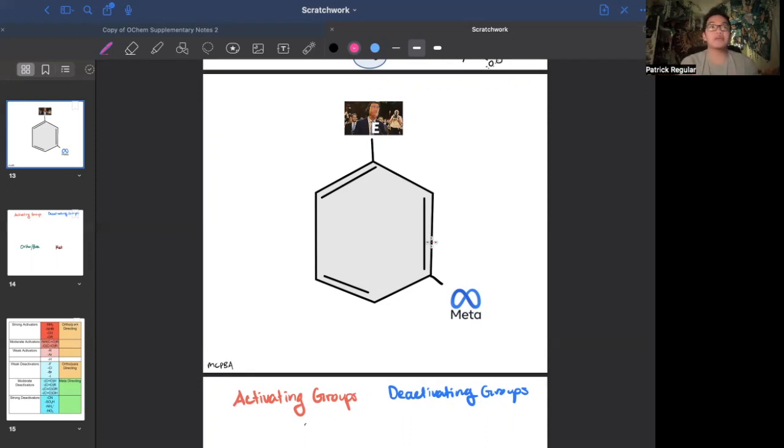And now let's say we nitrated again. If we nitrated again, where would it go? Would it go in the ortho, meta, or para? That's why our locants are important.